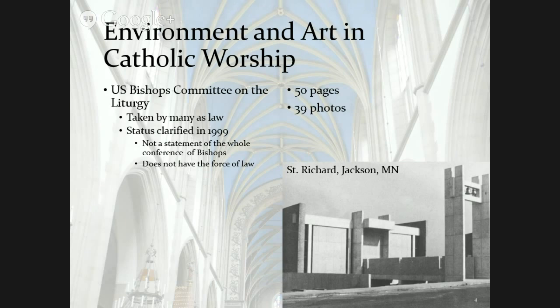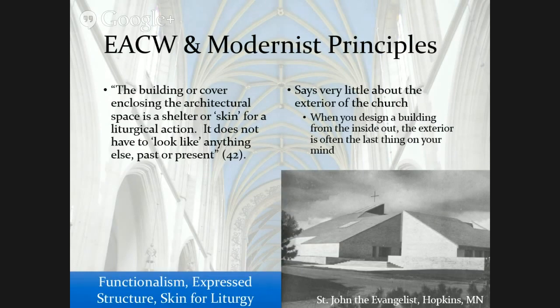But all right, so what we're going to do is look and see how this document really codifies those modernist principles of that architecture. Three of those principles were functionalism, the express structure, and the skin for the liturgy. So you see in the document it says, the building or cover enclosing the architectural space, so we don't call it a church or anything, is a shelter or a skin for a liturgical action. It does not have to look like anything else, past or present. So this is a founding principle for how Catholics are going to build churches, that it's a skin that doesn't need to look like anything in particular.